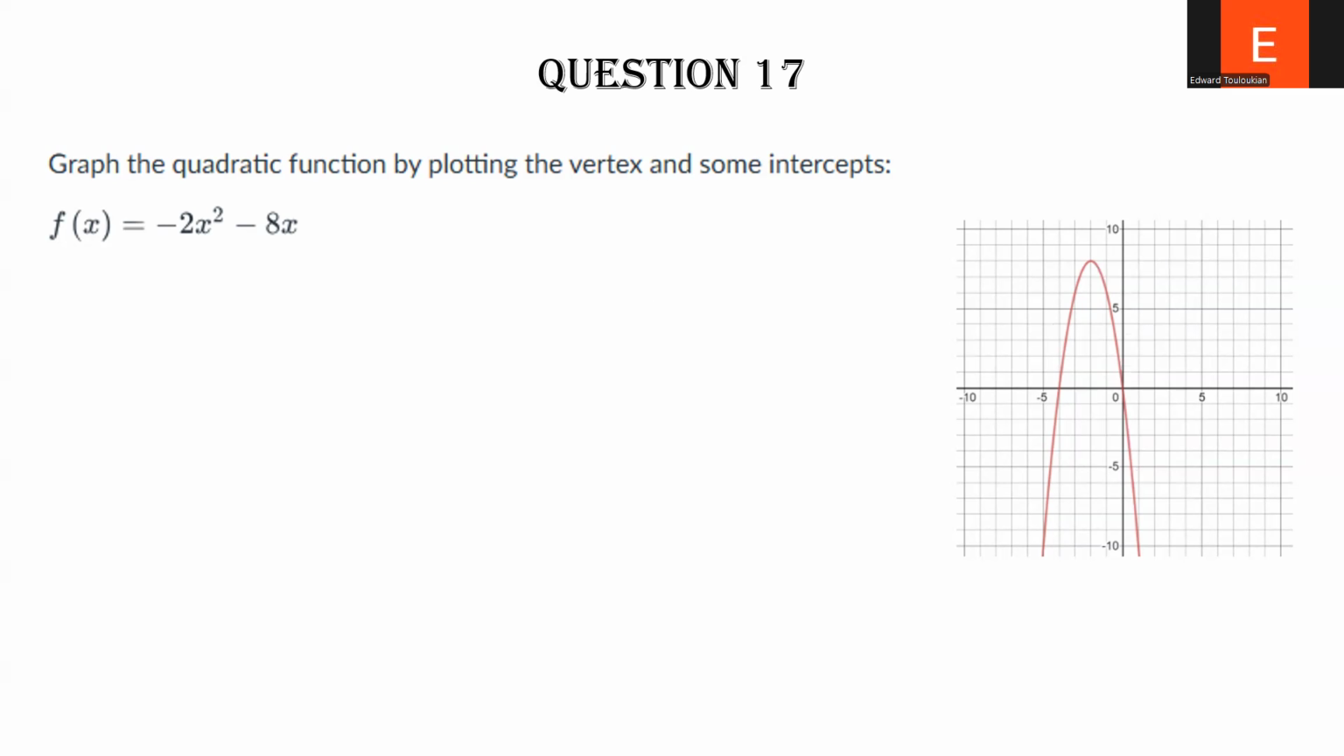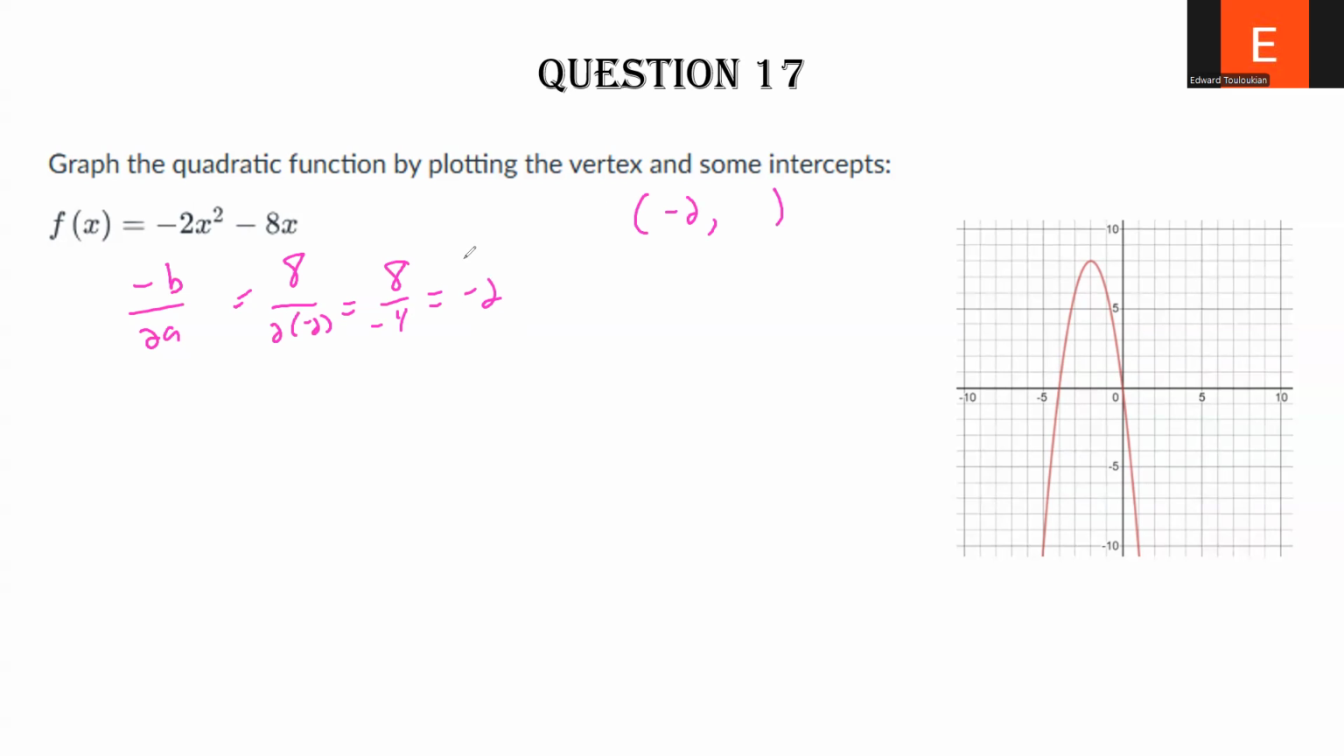So I would start by finding the vertex, which is negative b over 2a. Well, negative b would be negative 8, and 2a would be 2 times negative 2. So that gives you 8 over negative 4, which is negative 2. So my vertex is negative 2 comma something.